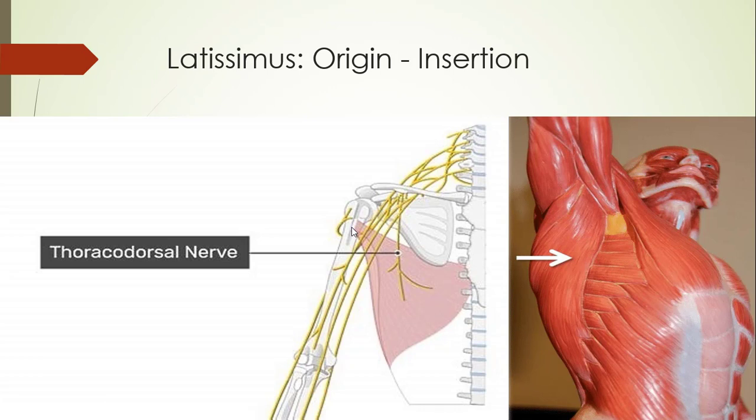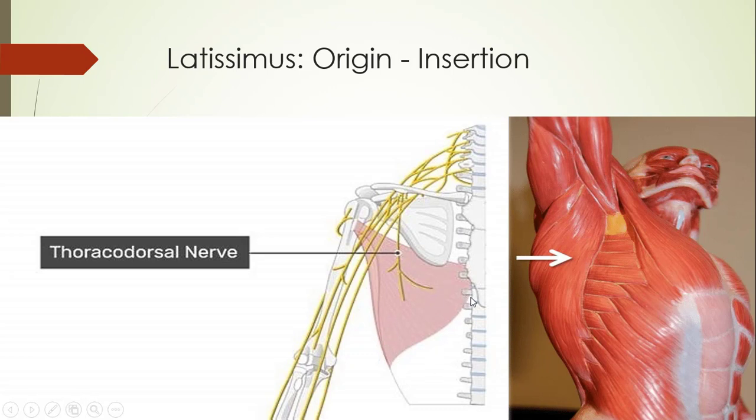What about the innervation and blood supply? The innervation: it's innervated by the thoracodorsal nerve from the cervical plexus. That's the primary innervation of latissimus dorsi. Associated with this nerve is the thoracodorsal artery, which is the primary blood supply to the latissimus dorsi. That's for the lateral big part of the muscle.